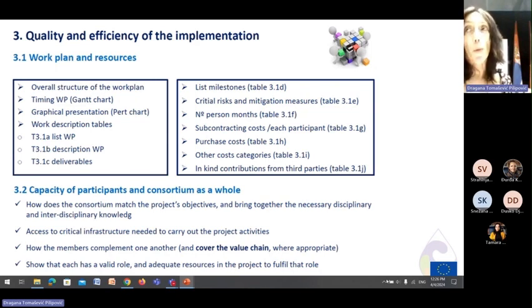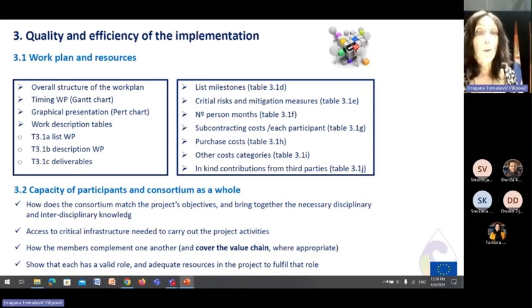elements, which are called work packages, right? So you have to prepare a work plan. You have to describe how each work package will be implemented in a timeline, which is the Gantt chart. The PERT chart is a chart that shows the relations between the different work packages, and then all the tables. So list of work packages, deliverables, milestones, and then of course you have to tell the funder what kind of resources you will use. So person months, if you need some contracting, all these kind of things.